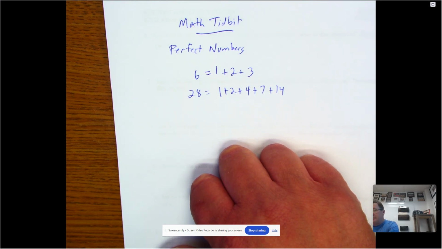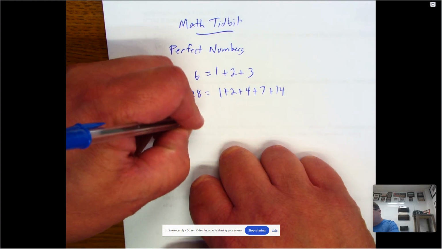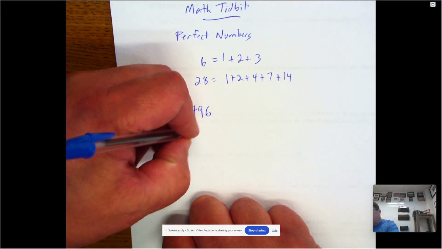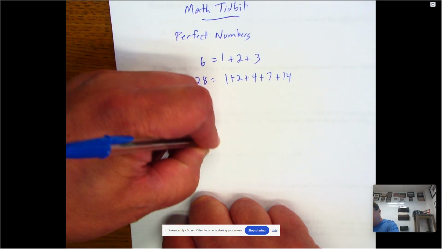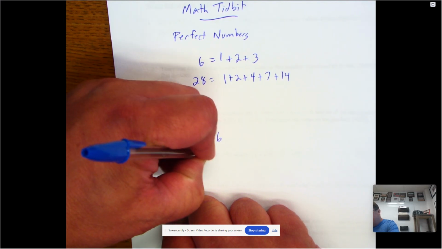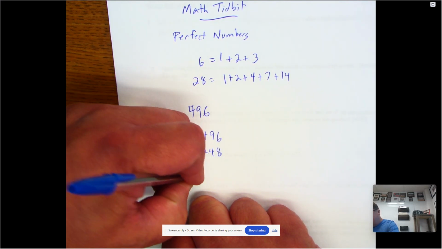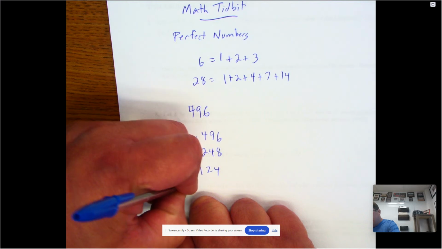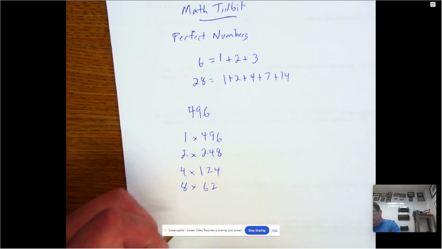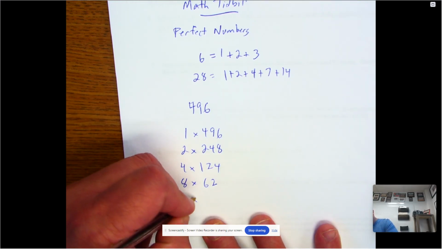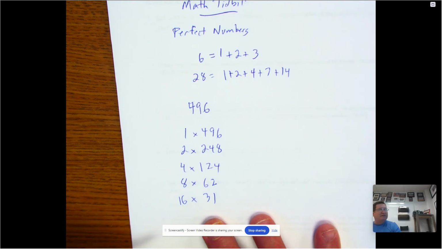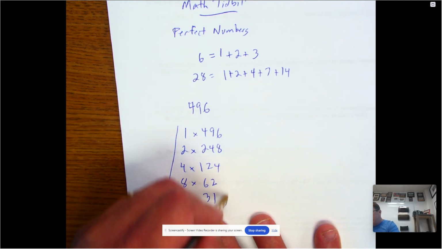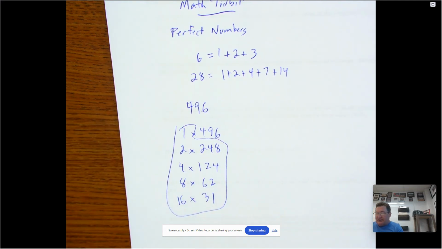Turns out that perfect numbers are very rare. The next one is 496. So, if we kind of thought about how do you get 496? 1 times 496, 2 times 248, 4 times 124, 8 times 62, 16 times 31. If you added all of those numbers up besides 496, you would get 496. And so 496 is perfect. So they're pretty rare. The next one is like 8,128.